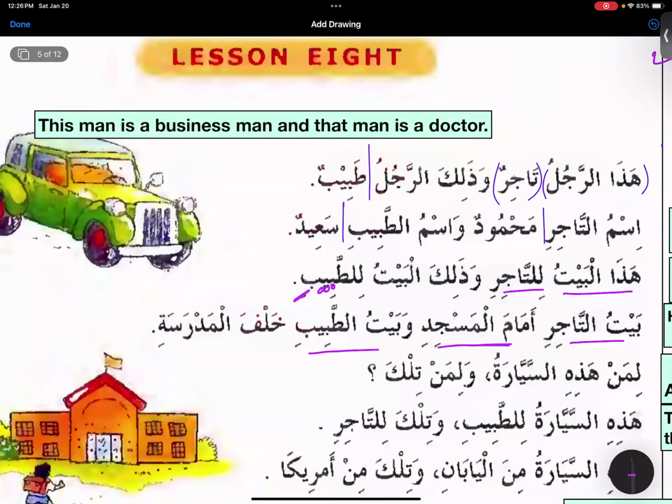In the house of the doctor, behind the school. Good job. Next one. These are teacher Amama and Khalfa, which are special mudaf. Yeah, they are special mudaf. They are zarf basically, yes, because they are telling us the place of something.